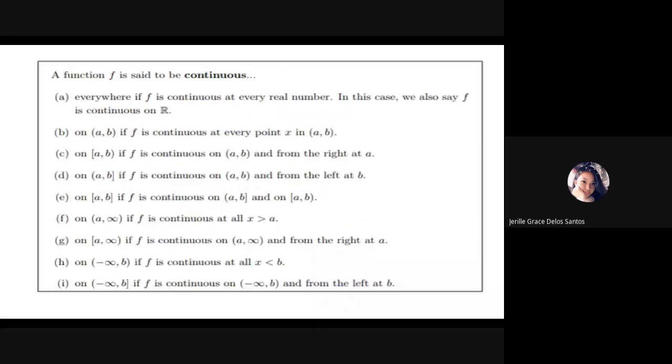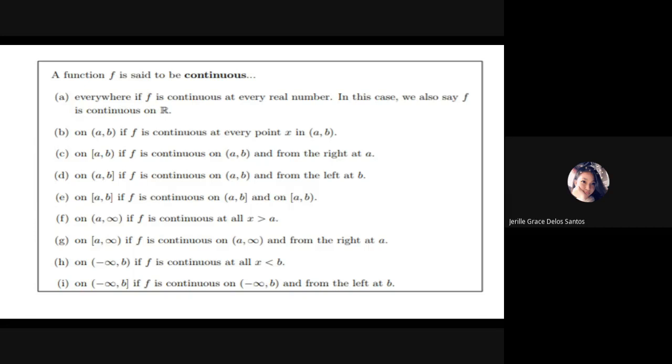Okay. So here, the function is said to be continuous. Letter A, everywhere: if f is continuous at every real number, when the given function is a linear function, a quadratic function, or a polynomial function, whatever the interval given, that is continuous. Letter B, that's the open interval (a, b), if f is continuous at every point x in (a, b). That's open; closed (a, b) is included.